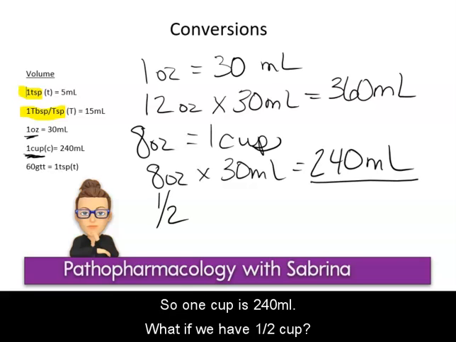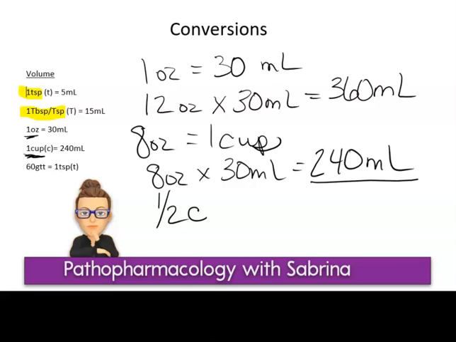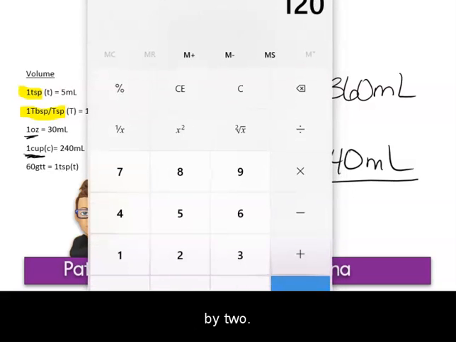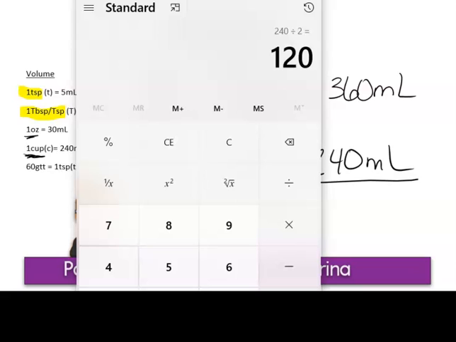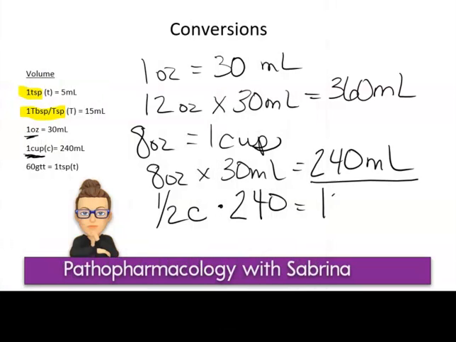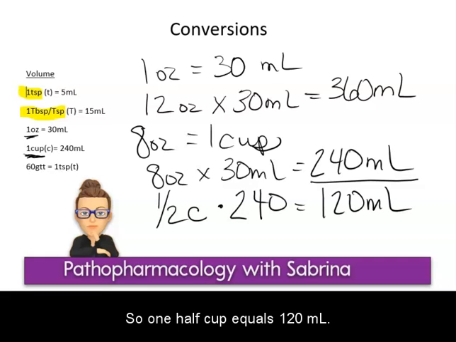What if we have 1/2 cup? So we know that 1/2 of 240, we're just going to divide this by 2. That equals 120. So 1/2 cup equals 120 milliliters. Well, let's go ahead and erase all this.